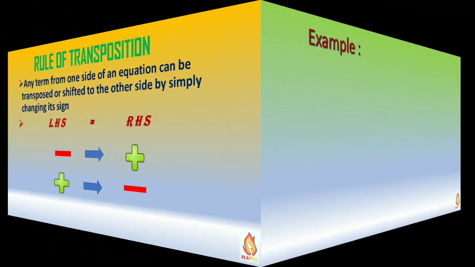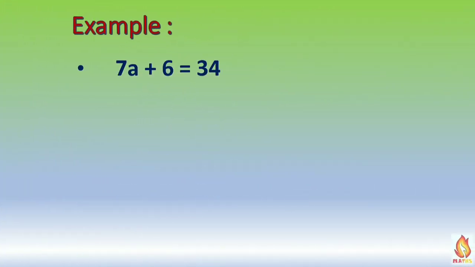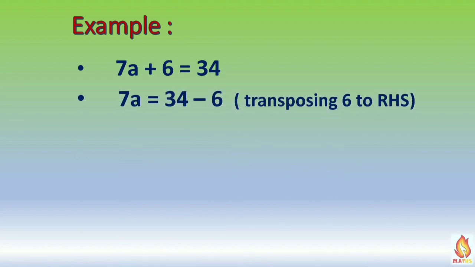Now let us take one example. Suppose 7a plus 6 equals 34. Already I have explained that in the LHS part you have to keep only the variable and remove the rest. So 6 is a totally constant term. So 6 we have to transpose to RHS. Now when 6 is transposed, 6 is a positive term, and when we transpose it to RHS, it becomes negative. Now 7a equals 28 we are getting.